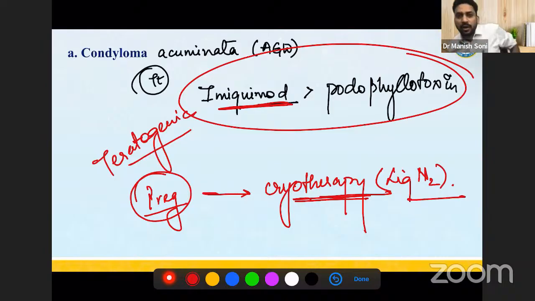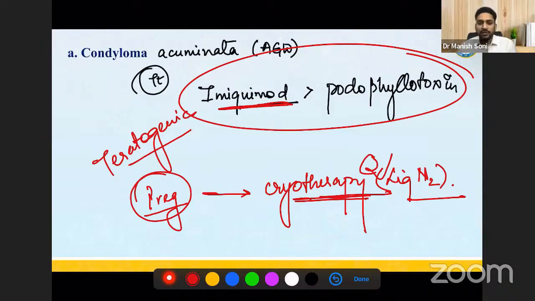Okay. So I hope you recall. How many of you have attempted the last exam? If you have attempted that exam, you must be knowing that this question came. That is, what is the treatment of condyloma acuminata in a pregnant patient? Answer was cryotherapy. So this is a very important topic, and again this question can come in your exam.